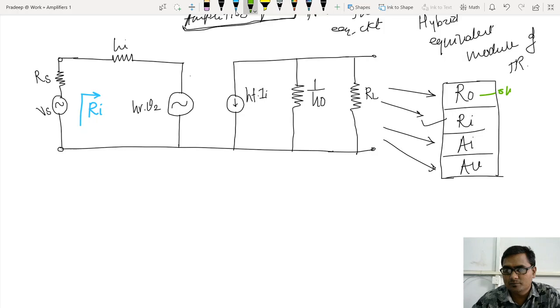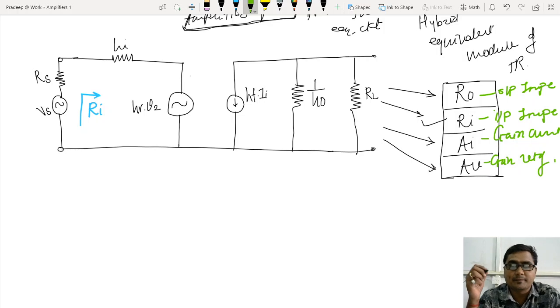This is output impedance, this is input impedance, this is current gain, and this is voltage gain. Those four parameters are there. Now come to the circuit again. See, if I am checking the circuit from the input side, then it is input impedance.